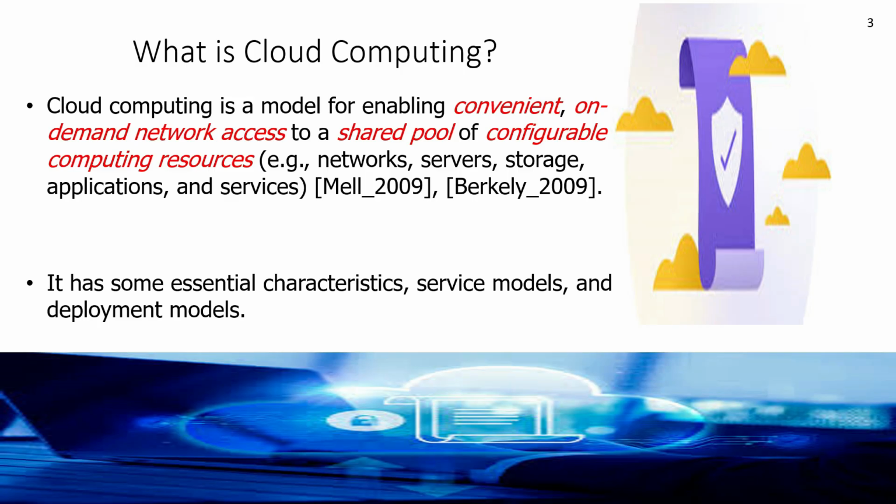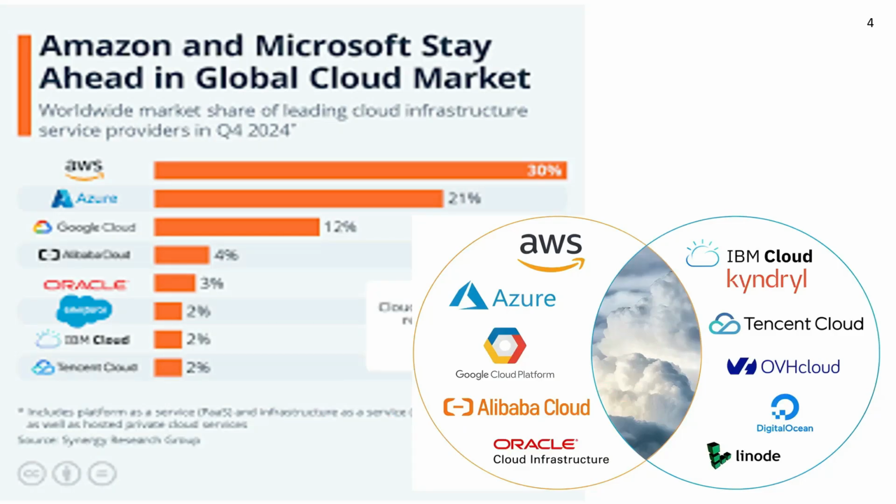There are many players in the market nowadays, more than 5,000, which are providing cloud services. Among them, some are very popular, and you can see the market share on the screen. Among the top players, we have Amazon with AWS, then Azure from Microsoft, GCP from Google, and Oracle and IBM. These are the top players having maximum domination in the cloud market.